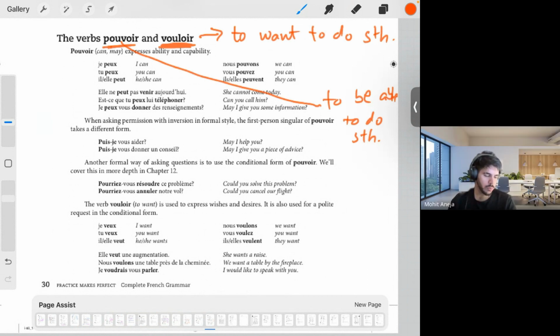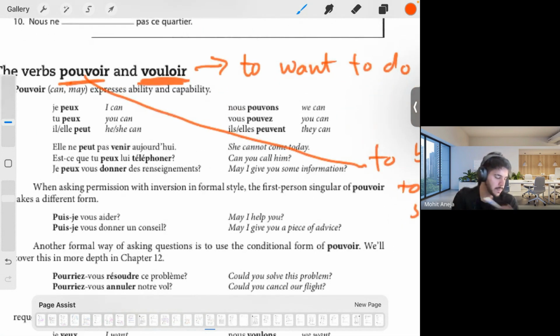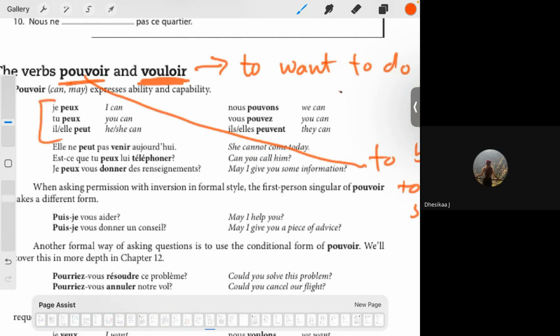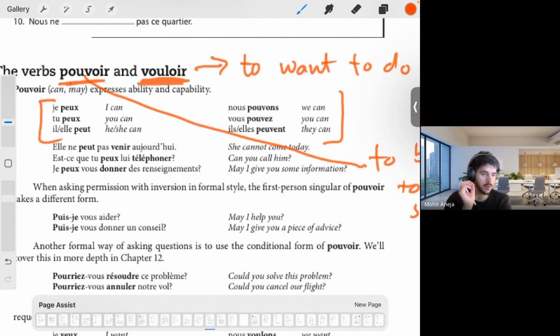Je peux. Okay, now you have to read these conjugations for me. Can you please? I put a big line across, but please ignore it. Je peux, tu peux, il peut, elle peut, nous pouvons, vous pouvez, ils peuvent, elles peuvent. Yes, very nice.